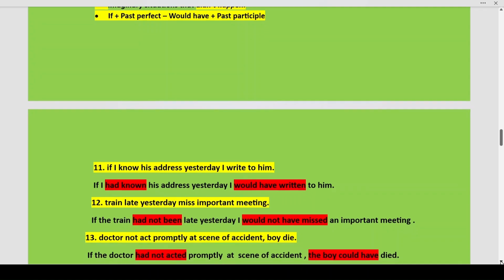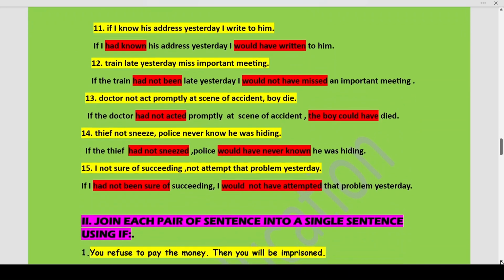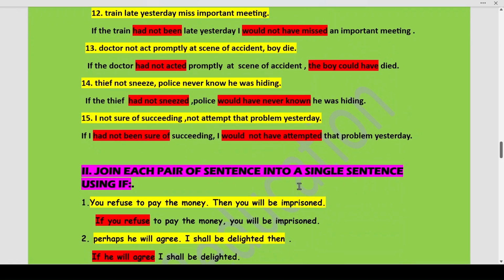Doctor not act promptly at scene of incident, boy died. If the doctor had not acted promptly at scene of incident, the boy could have died. Thief not sneeze, police never know he was hiding. If the thief had not sneezed, police would have never known he was hiding. So this is the condition based upon which the police got to know that he was hiding.